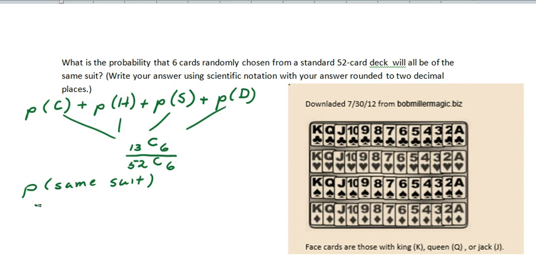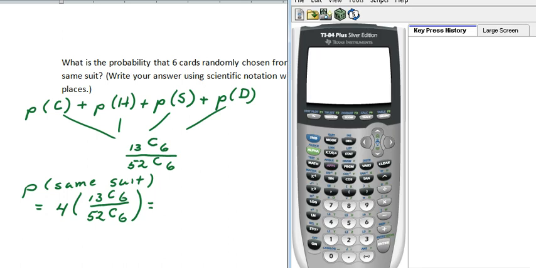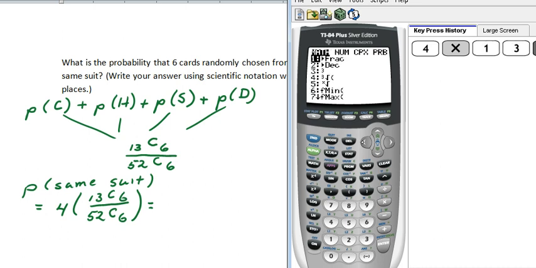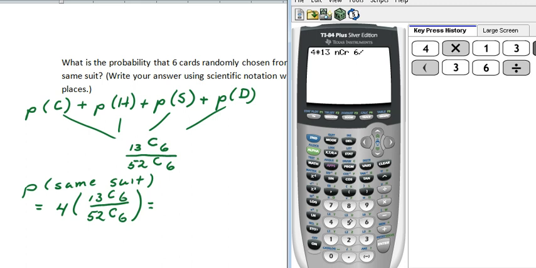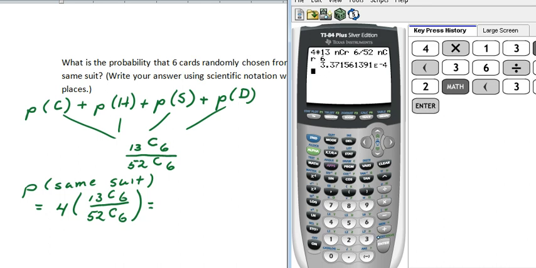And so the probability that they're the same suit is equal to 4 times 13C6 divided by 52C6. So we have 4 times 13 combinations 6 divided by 52 combinations 6, enter. So we get 3.37 times 10 to the negative 4th.